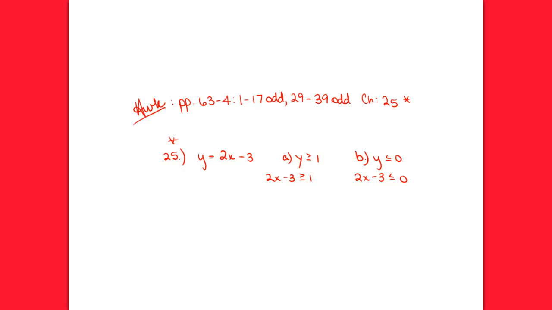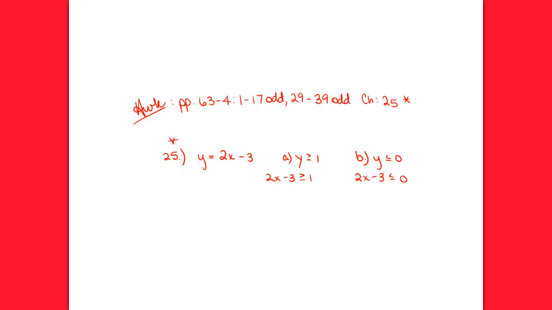On number 25, it says y is equal to 2x minus 3. For A, we want you to make y greater than or equal to 1. What they literally want you to do, since y is 2x minus 3, they want you to say 2x minus 3 is greater than or equal to 1. Why they didn't just write it that way, I don't know. They were trying to take a shortcut.